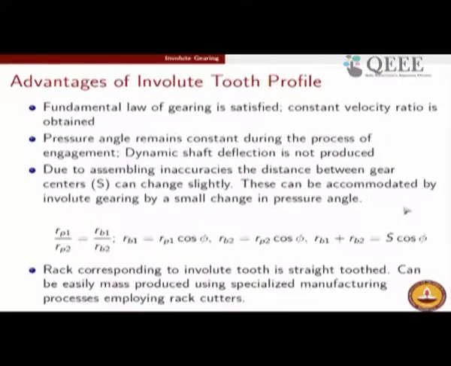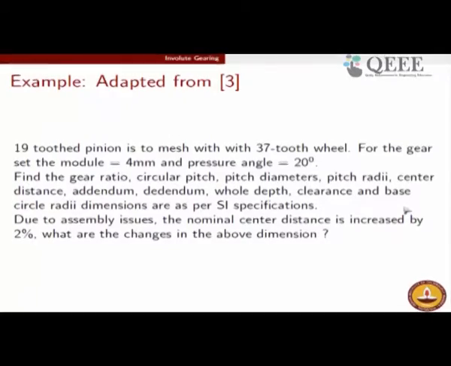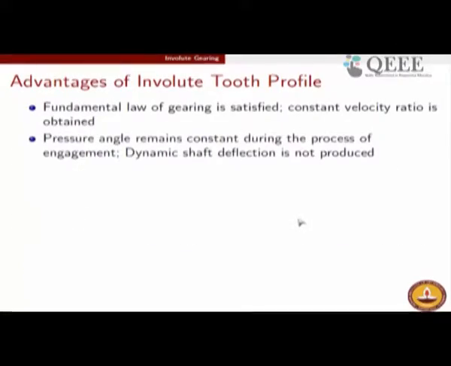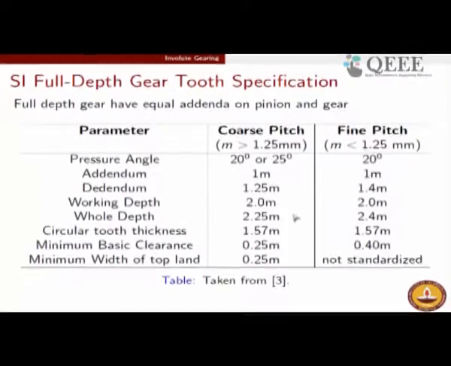Next I have an example to demonstrate these calculations. I have taken an example from Shigley's book. Here I have a 19 tooth pinion meshing with a 37 tooth wheel, and the gear module is taken as 4 mm and 20 degree is the pressure angle. With this data, the first part of the problem is to find all the other dimensions, assuming them to be as per SI specification, which has already been given in this chart.